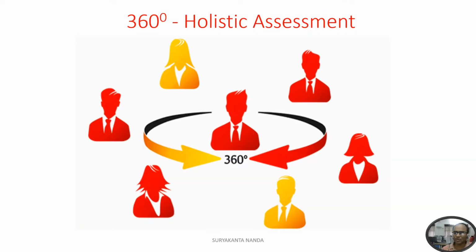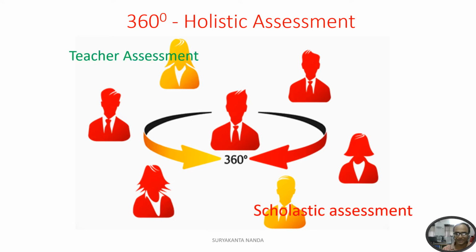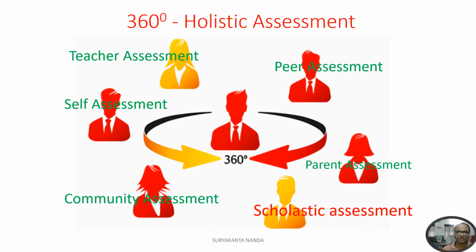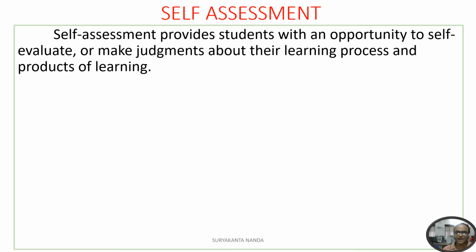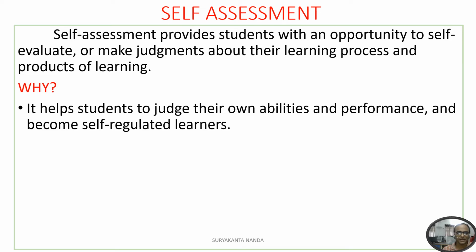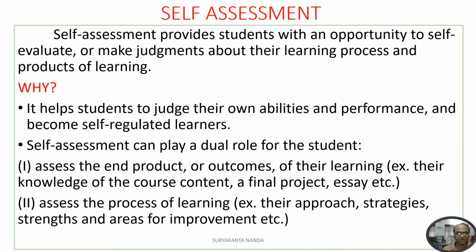Now, 360-degree holistic assessment means mainly what we conclude now. It includes teacher assessment, scholastic assessment, self-assessment, peer assessment, parent assessment, and community assessment. Now, what is self-assessment? Self-assessment provides students with an opportunity to self-evaluate or make judgments about their learning process and products of learning. Why self-assessment? Because it helps students to judge their own abilities and performance and become self-regulated learners.